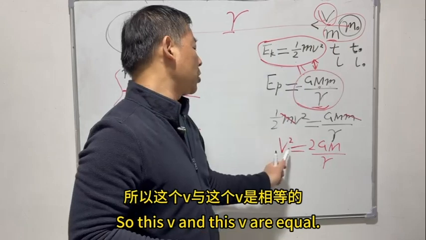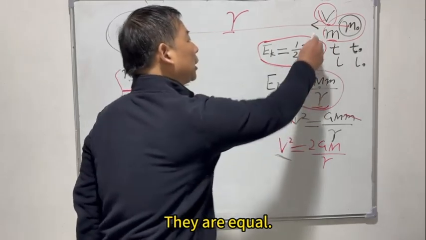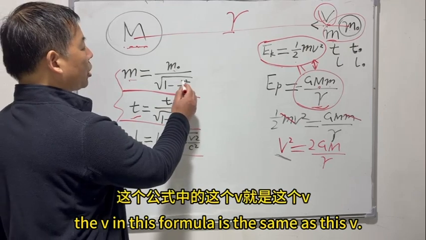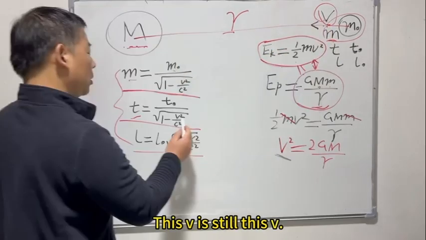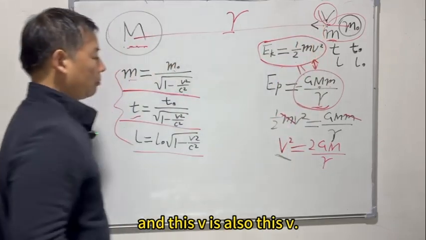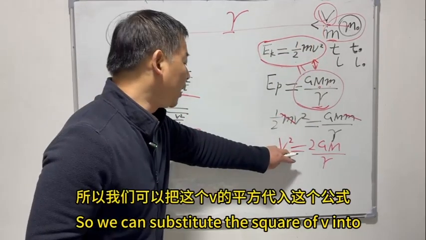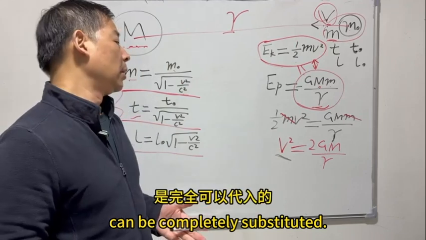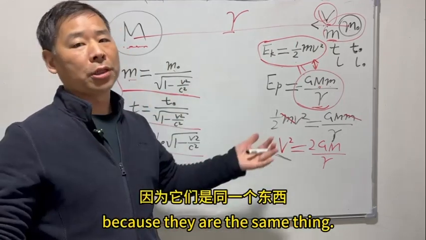So this v and this v are equal. They are the same v. We know that. The v in this formula is the same as this v. This v is still this v, and this v is also this v. So we can substitute the square of v into this formula. It can be completely substituted because they are the same thing.